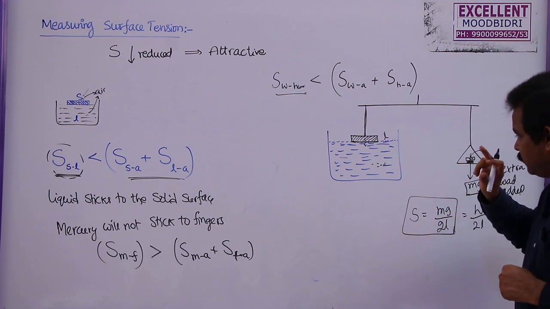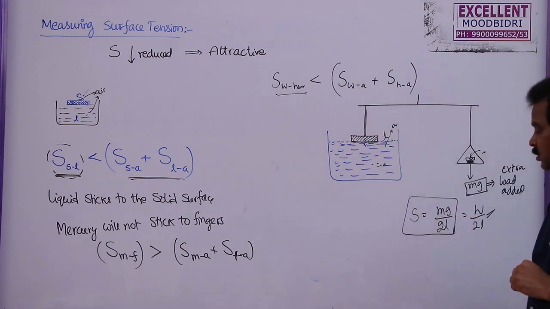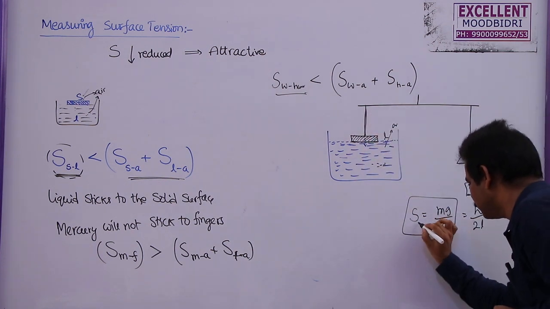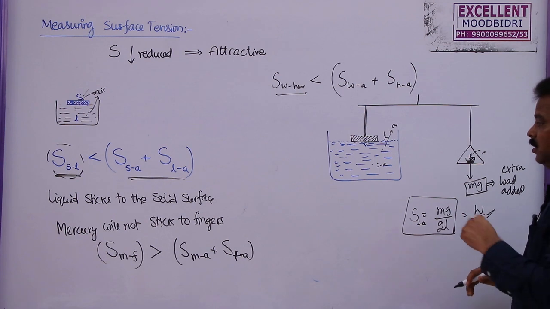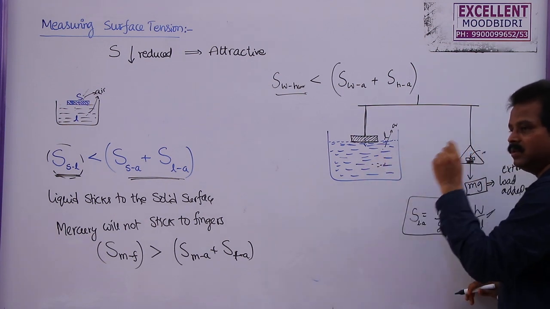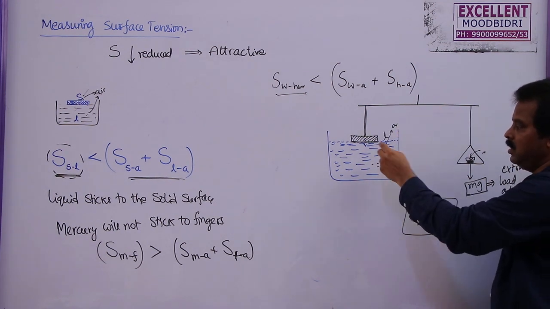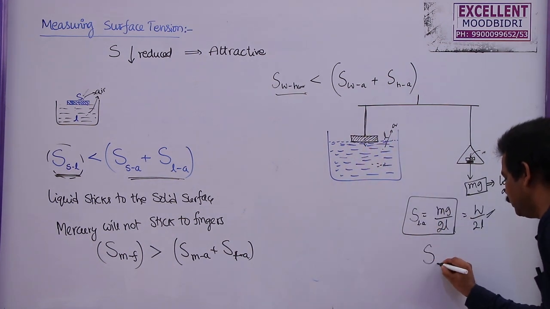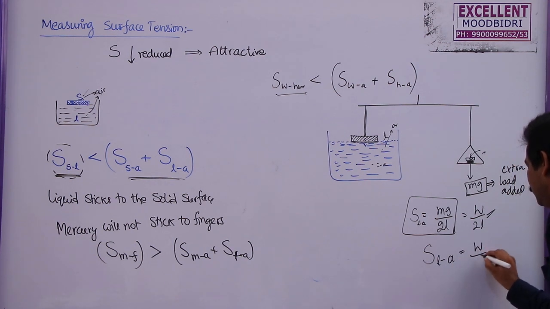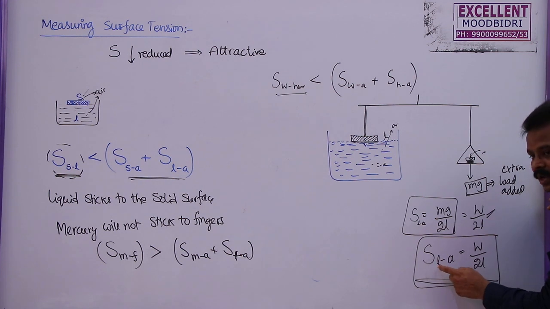This one is the surface tension between the liquid and the air only. This is not the surface tension between the solid and this liquid. So the subscript is LA here, the surface tension between liquid and air. Why? Because whenever the surface tension of a liquid is given, that is the surface tension between liquid and air, because this surface divides the air and liquid, which is equal to W by 2L. If it is not mentioned, always take it as the surface tension between liquid and air.